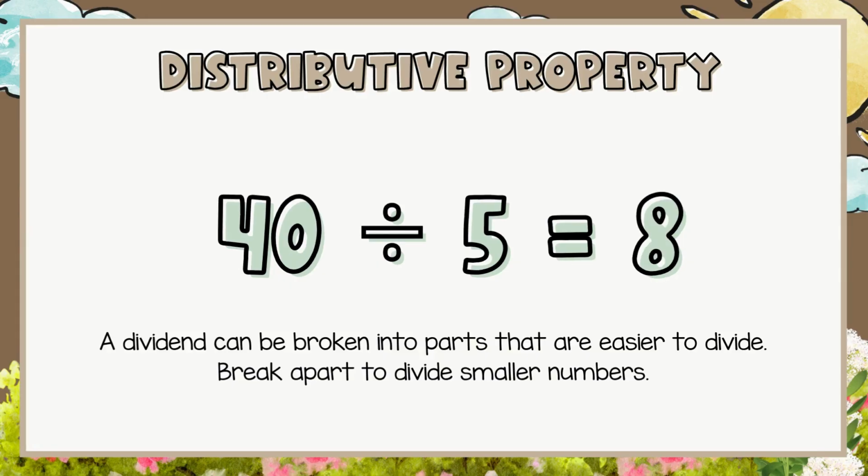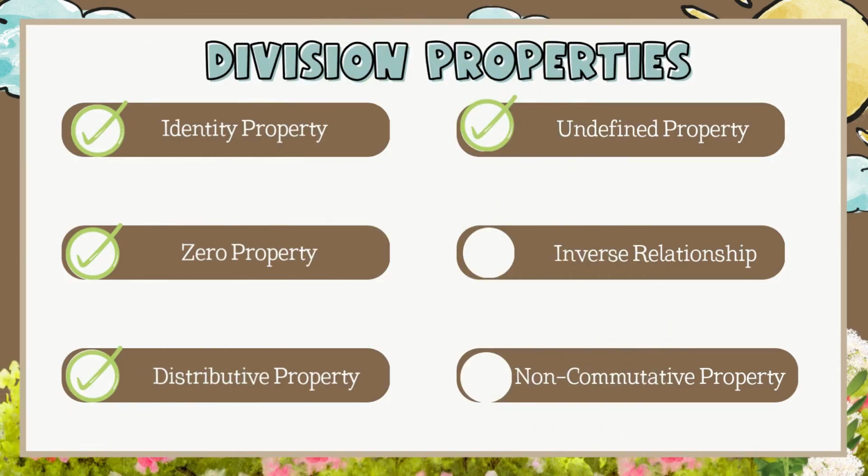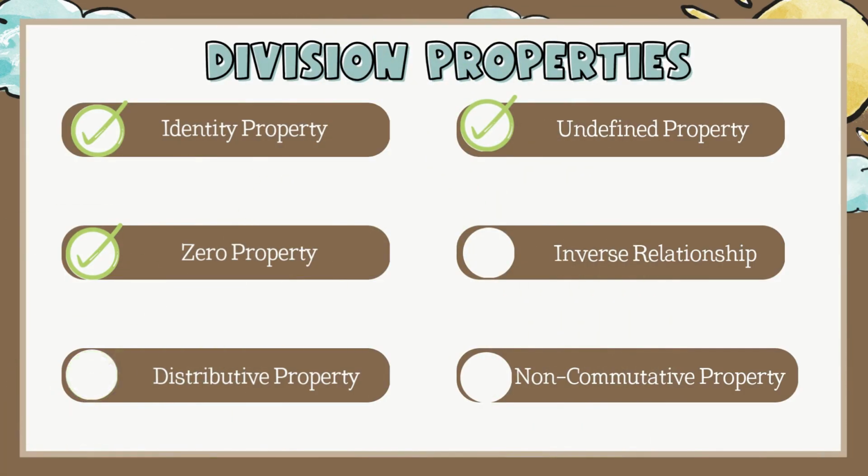The answer is 8. 40 can be broken into 20 plus 20, and both of those add-ins can be divided by 5. 20 divided by 5 is 4, and 20 divided by 5 is also 4. So then you would end up with the equation 4 plus 4, which will give you 8. And that was distributive property. Let's move on.